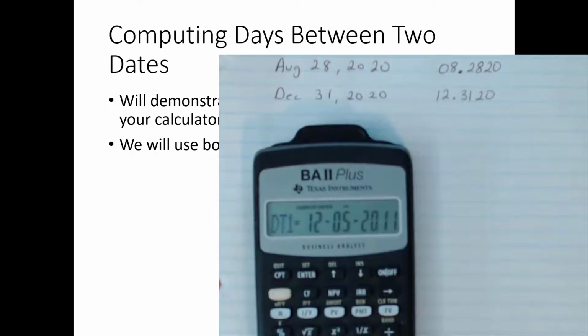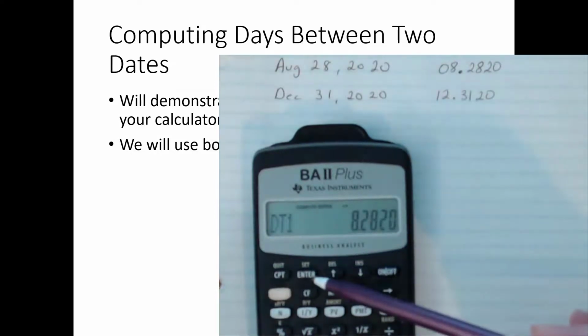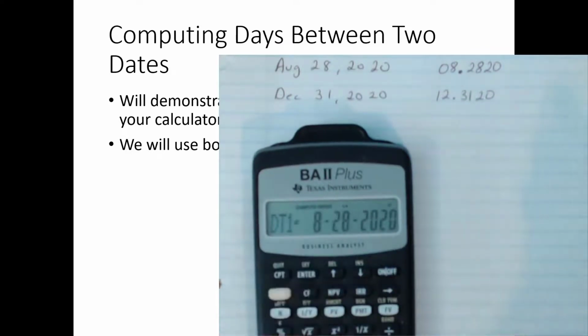Okay, so I'm going to punch in the first date just like I did with the previous calculator. So I have 08.2820. Note, I kept the same format. Okay, the thing that's going to be different here is I'm going to push the enter button at the top left. So I'm going to push enter and see where I see the little equal sign and I see the date represented. That means that has been entered into the registers on the BA2 plus.